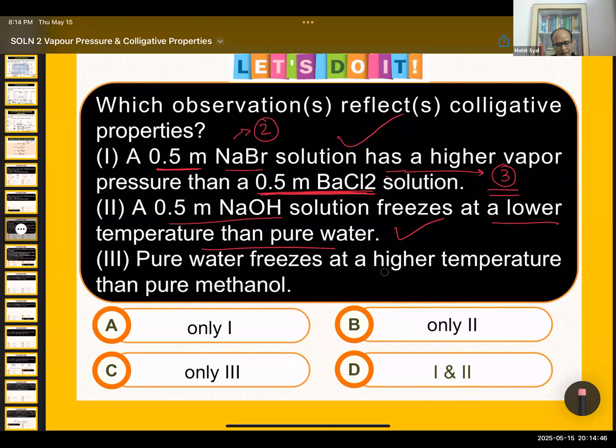Let's read the third option. Pure water freezes at higher temperature than methanol. These are 2 different solvents. One is pure water, another is methanol. Got it? Clear? Yes, sir.